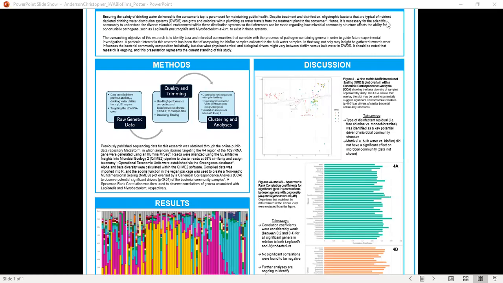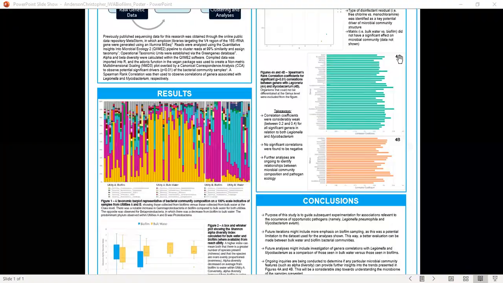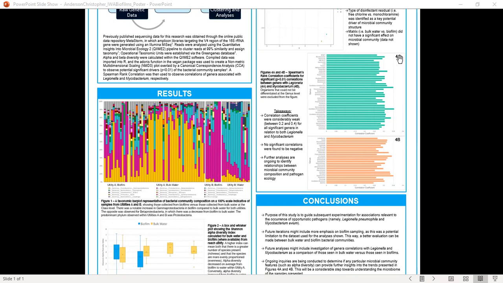This graph can be viewed in a multitude of different ways, and so we are continuing to look at all the other variables or variability within the graph itself. Lastly, with figures 4a and 4b, we looked at completing a Spearman rank correlation to look at the correlations at the genera level with Legionella and Mycobacterium, respectively.